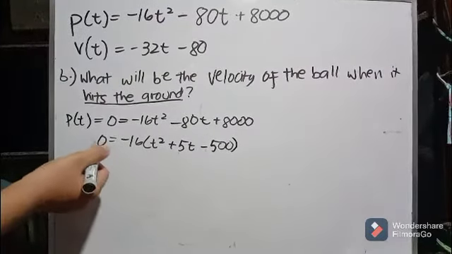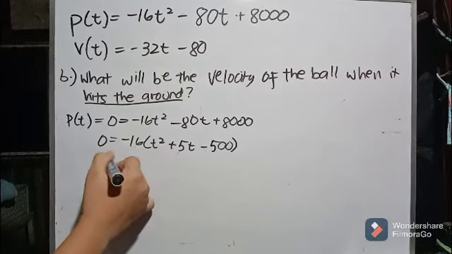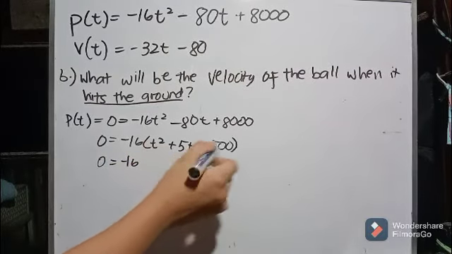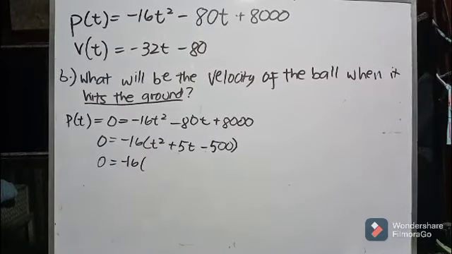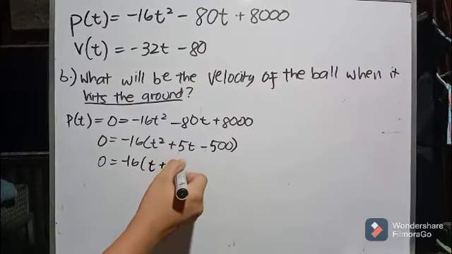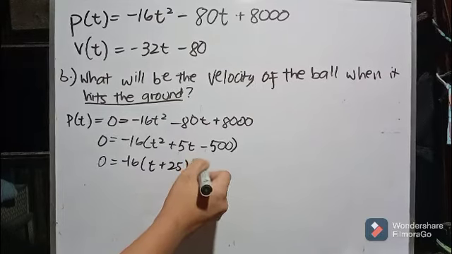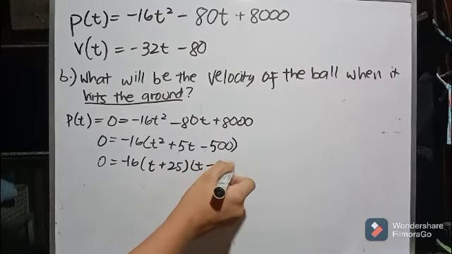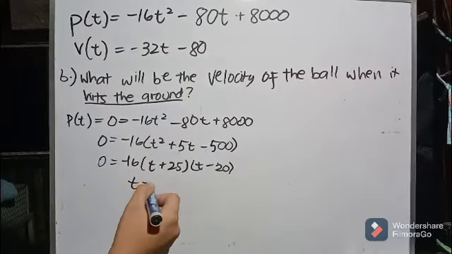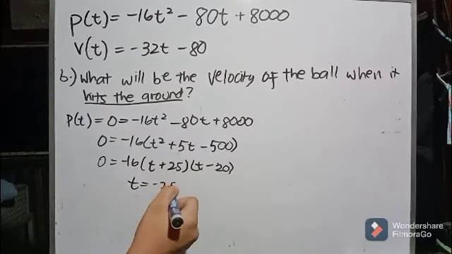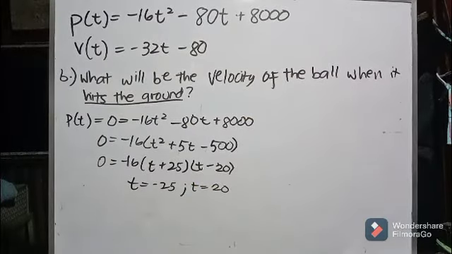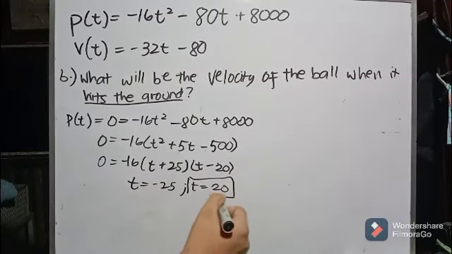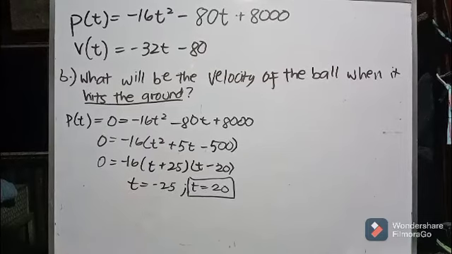So it was equated to 0, so it's equal to 16. Factor this quadratic equation, so the factors are t plus 25 and t minus 20. So t is equals to negative 25 and t is equals to 20. So the answer is 20 seconds because negative time is irrelevant in the problem.